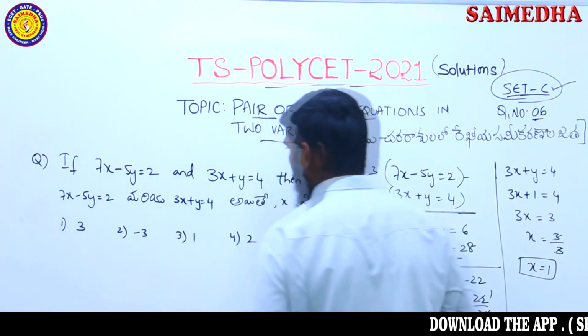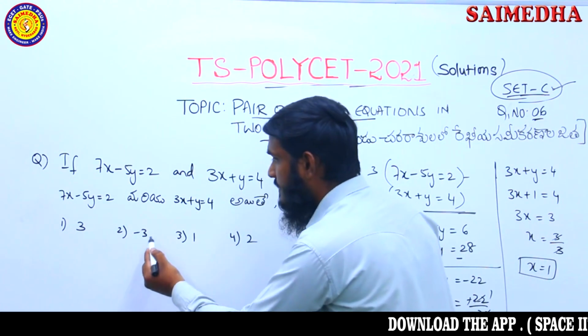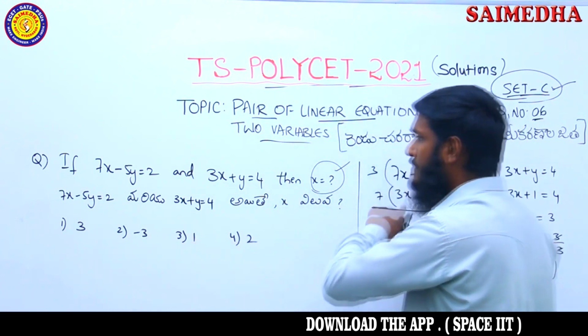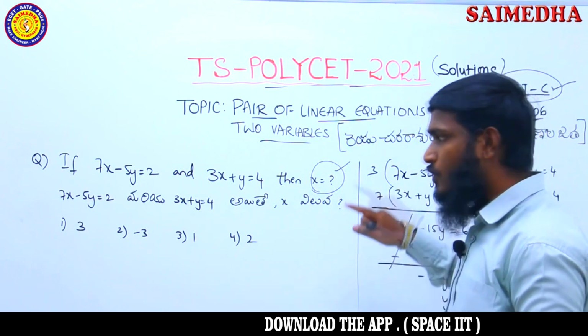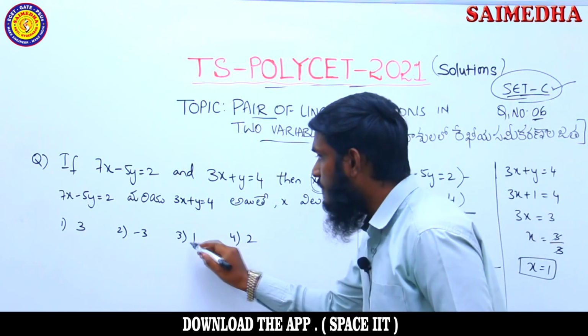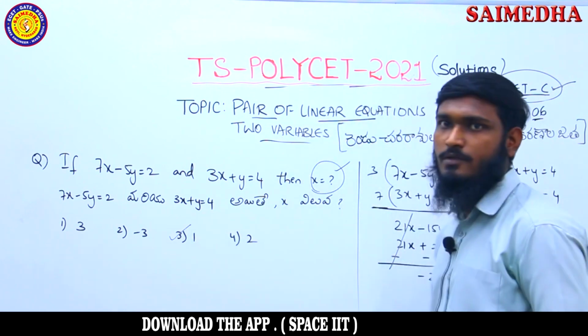So let us check the options over here. Our options are 3, minus 3, 1, 2. After solving these equations, we came to know that the value of x is equals to 1. So our option number 3 will be correct.